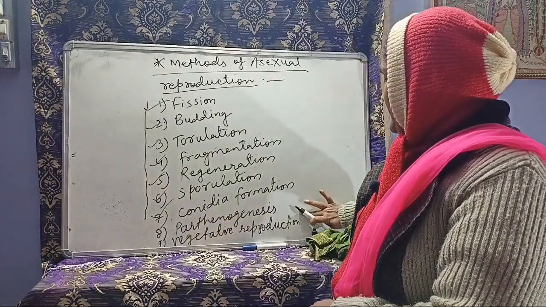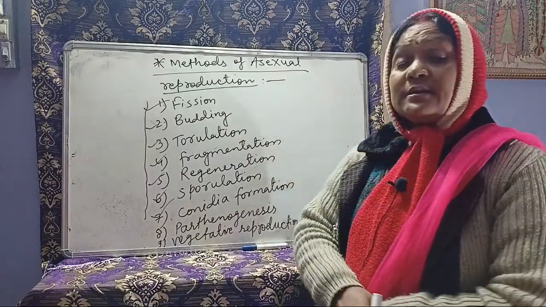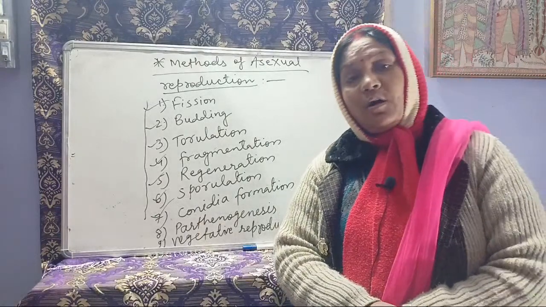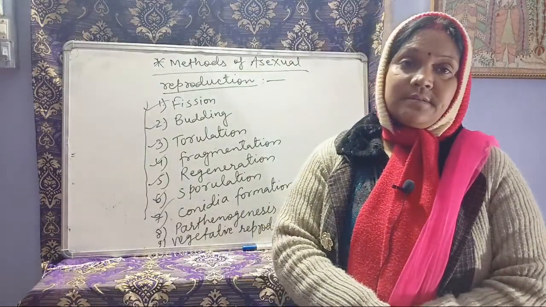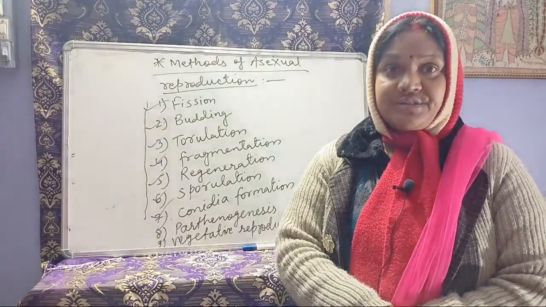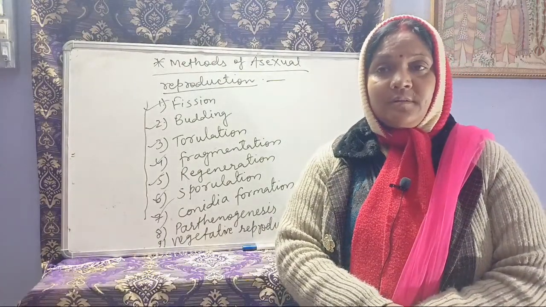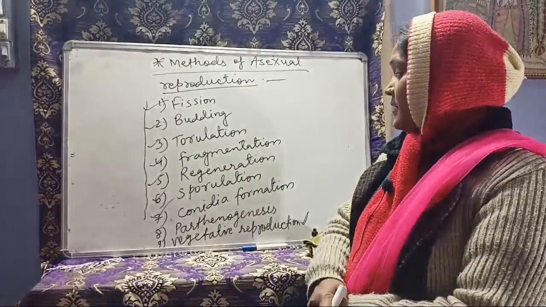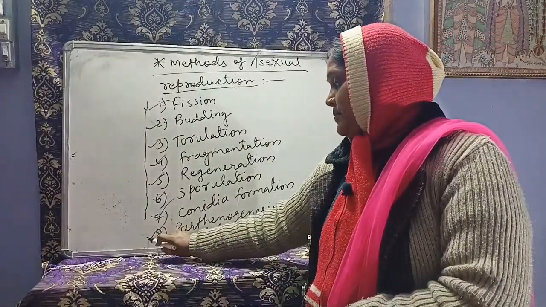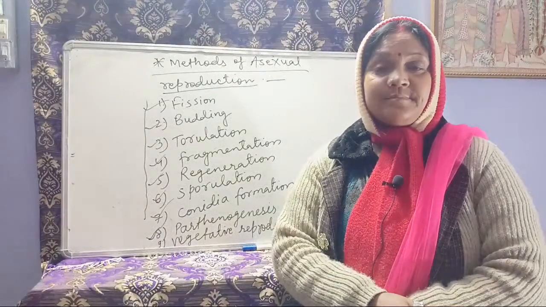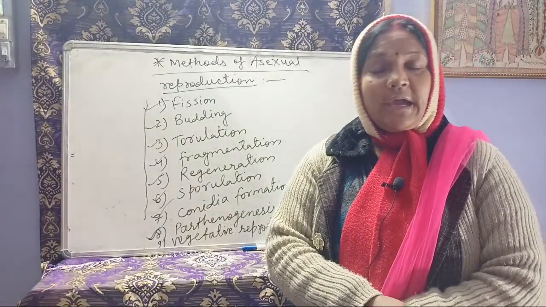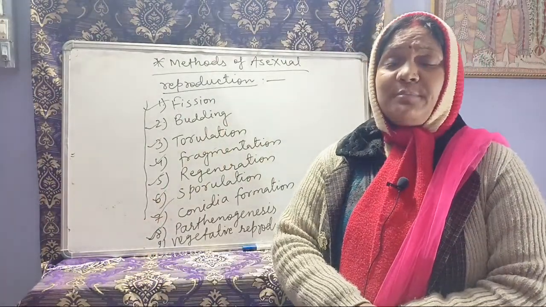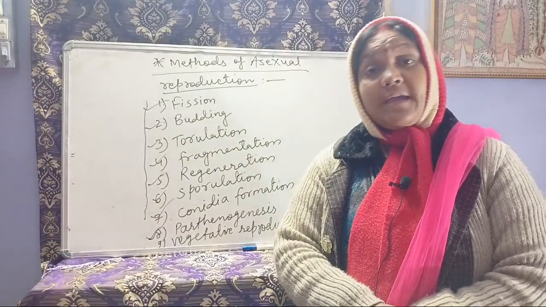Vegetative reproduction takes place in lower organisms or in higher organisms, higher plants, maybe in angiospermic plants. Parthenogenesis, apospory, apogamy. These are asexual methods for higher organisms.